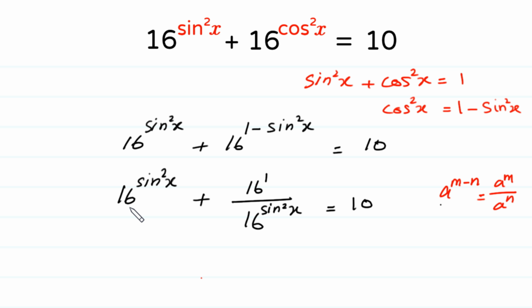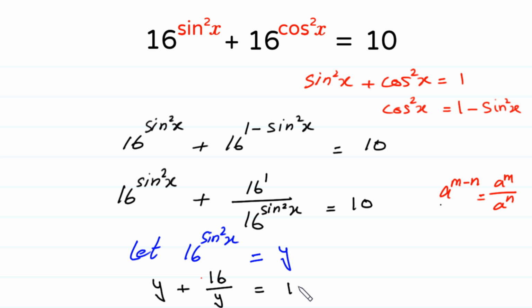Now we see here 16 to the power sine square x and here 16 to the power sine square x. So we suppose that let 16 to the power sine square x is equal to y. Then this equation becomes y plus 16 over y is equal to 10.